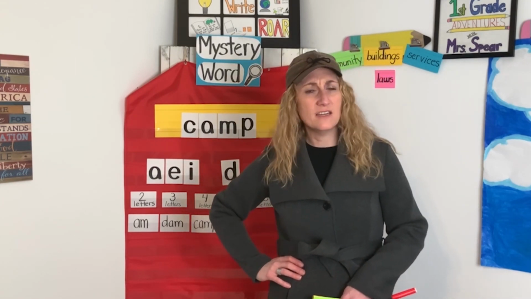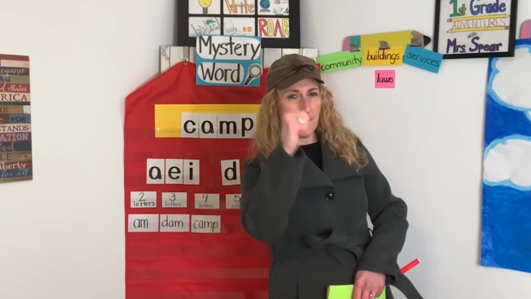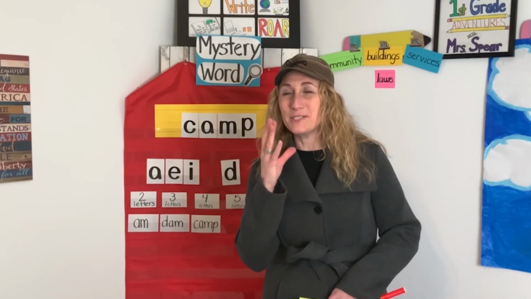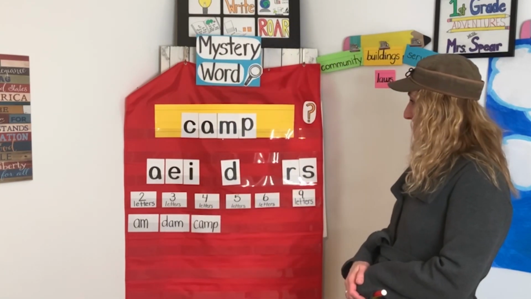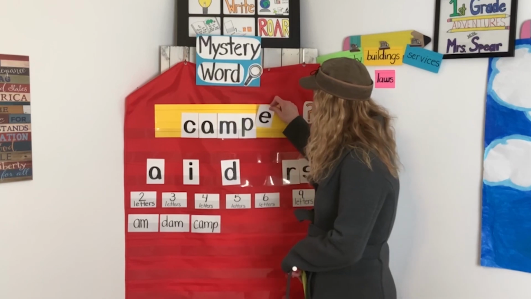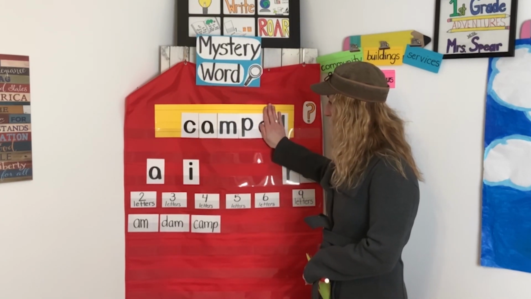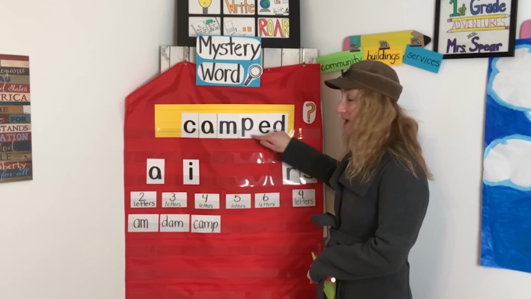I hear a T at the end, but I know something about when I put words in the past, it's not letter T that goes at the end. Do you remember what letters go at the end to put something in the past and it can make a T sound? Yes, ED can make the T sound. So we just changed the word camp into the word camped by adding ED.